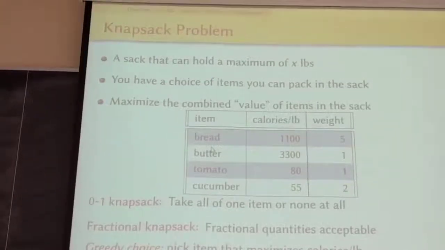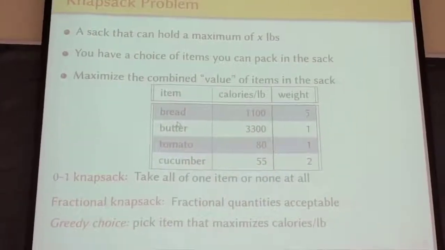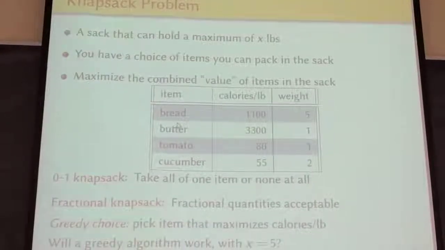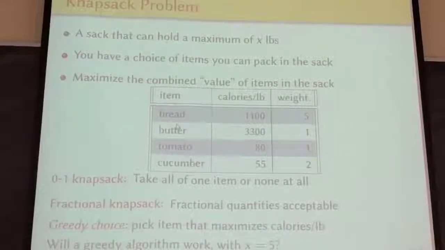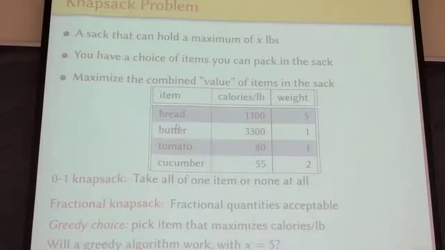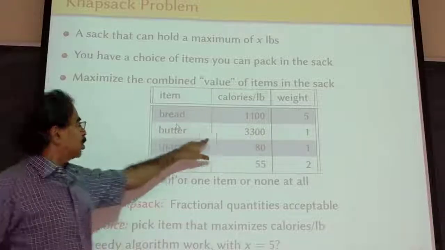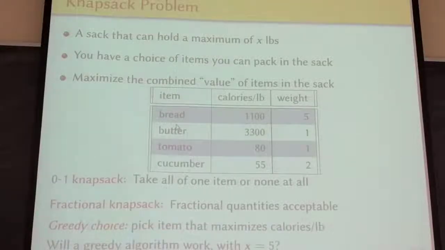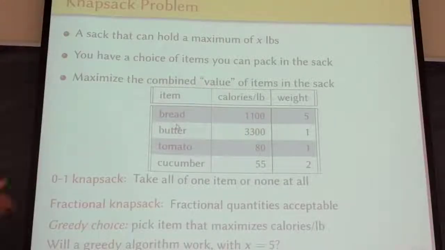And if you use this choice and you have a fractional knapsack problem, then this problem can be solved using a greedy strategy. Say, for instance, you can carry up to 5 pounds. The greedy choice says maximize the calories per pound, which is maximized for butter. So you're going to take as much of the butter as you can. Well, you can carry up to 5 pounds, but there is only 1 pound of butter, so you'll take that 1 pound.